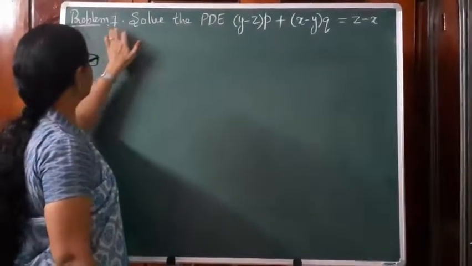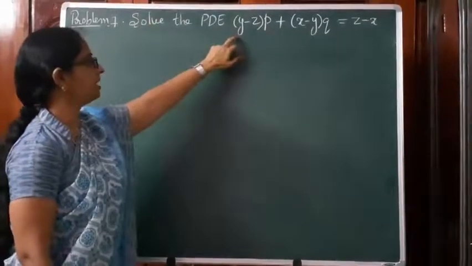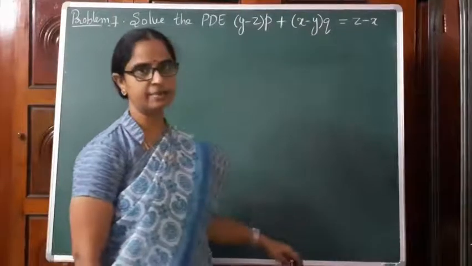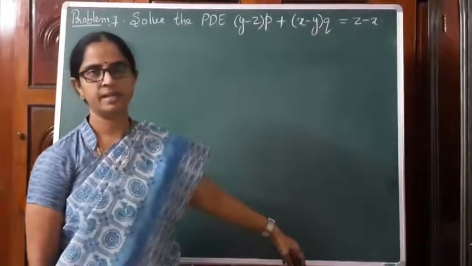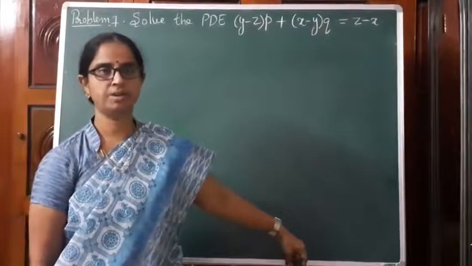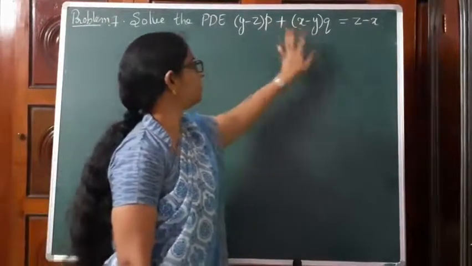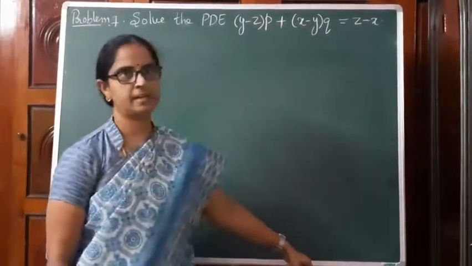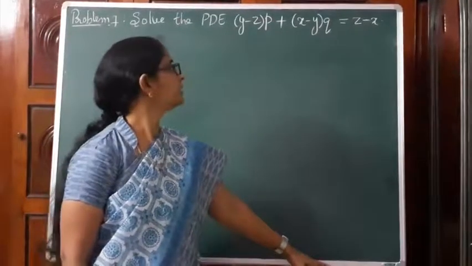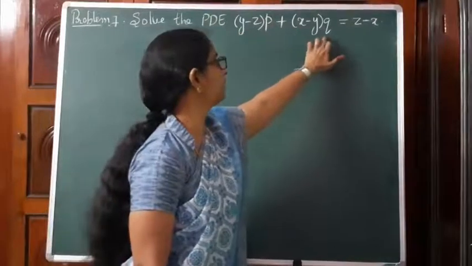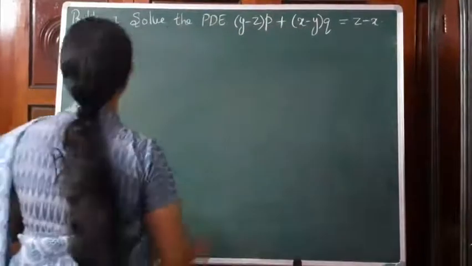Now the next problem is: solve the partial differential equation (y minus z) into p plus (x minus y) into q is equal to z minus x. First check whether it is a linear partial differential equation or not. Here it is linear because the degree of p and q is 1 and p, q and z are not multiplied. Therefore this is linear, which is of the form capital P into p plus capital Q into q is equal to capital R.